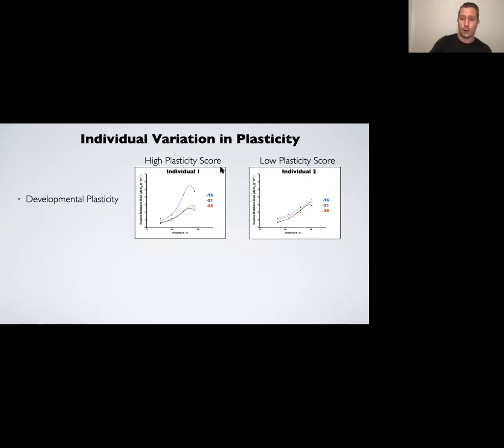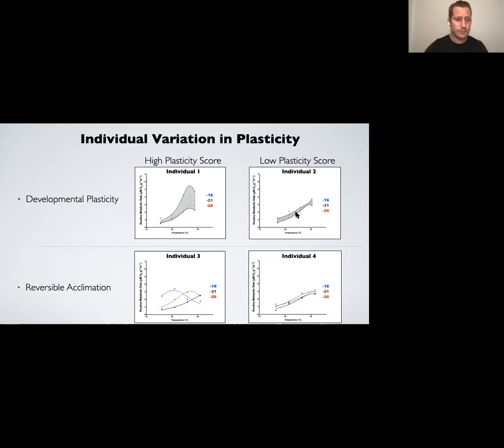I can then use those shifts in thermal performance curves to start identifying the capacity for plasticity of individual genotypes. So in terms of developmental plasticity, we can take an individual where these curves shift a lot. I've been quantifying the area between these curves to indicate just how much these curves shift. So this one would have a high score of developmental plasticity, whereas individual 2 would have a relatively low score of developmental plasticity.